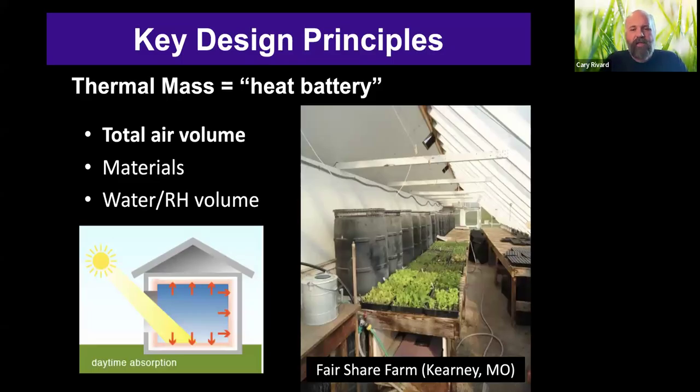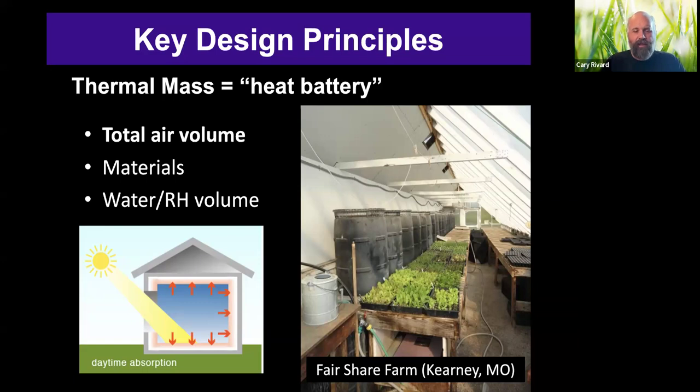Another really important concept to think about when designing greenhouses is thermal mass. Thermal mass is basically this concept, and it applies to any building, not just a greenhouse, that as the sun heats it up during the day, it's going to store that heat similar to a battery, right? And then at night, when it starts to cool back off, it's going to slowly release that heat back into the building. And the building's ability to do that is really based on the materials that it's built from, the amount of free water, which we won't get into too much today. But in the case of greenhouses, what's really important is the total air volume.